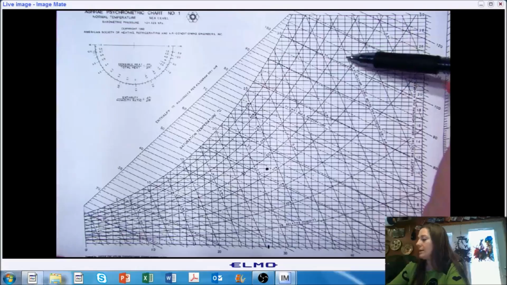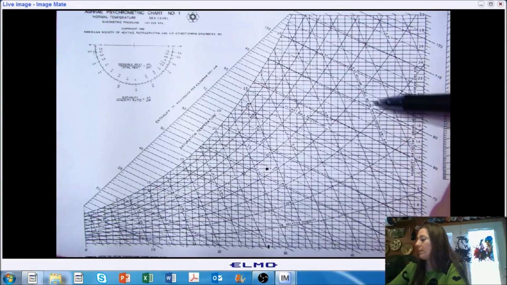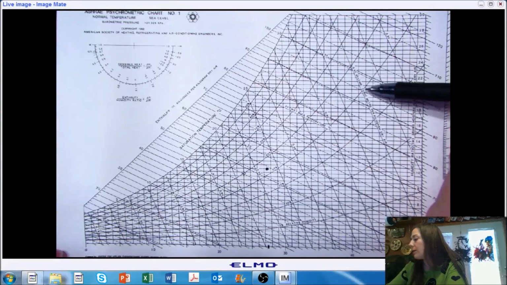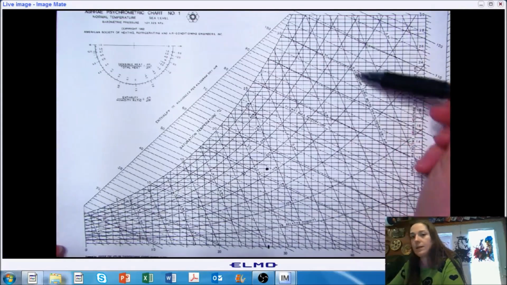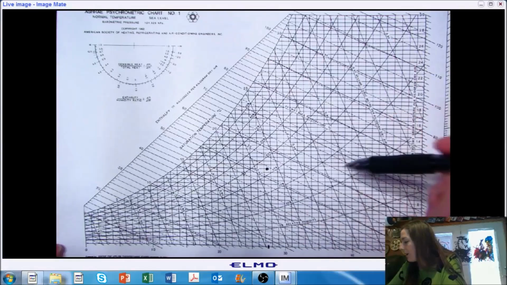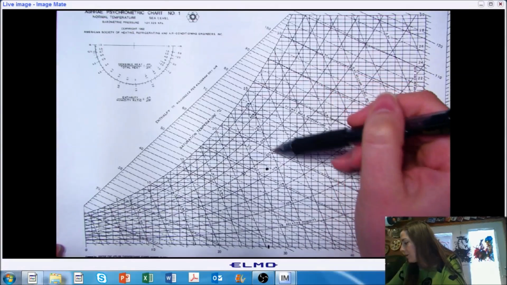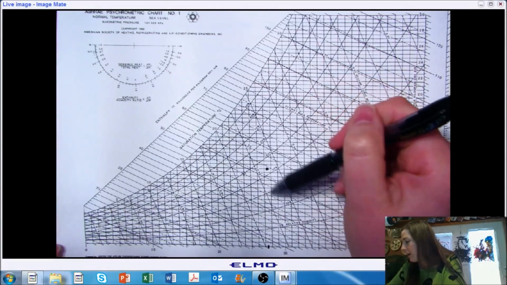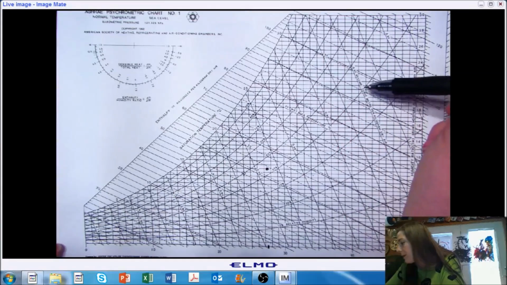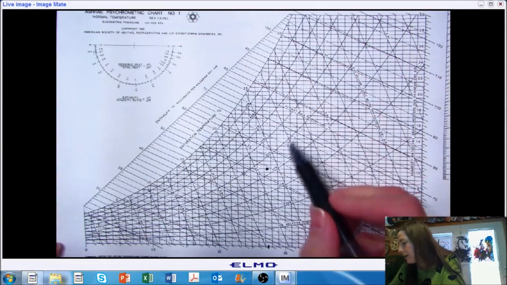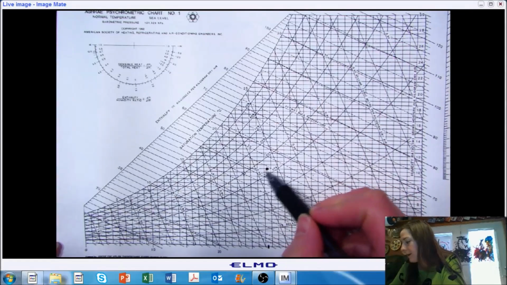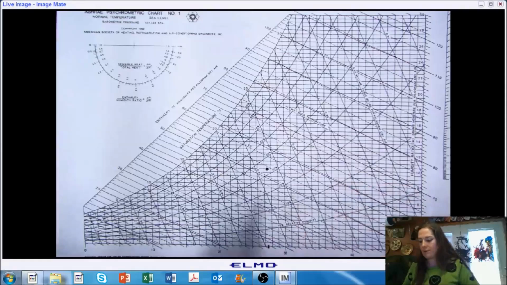Now let's take a look for our specific volume, and that's this slanted line here. I'm going to come over to here. This line is 0.92, 0.9, 0.88, 0.86. So we're between 0.86 and 0.87, so about 0.865.